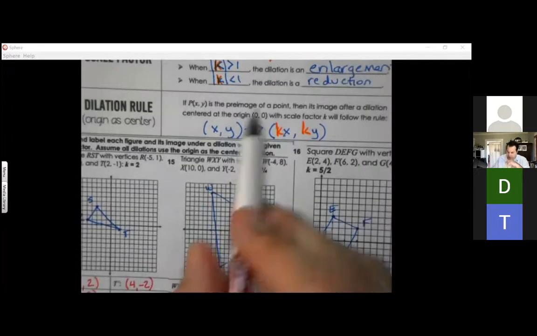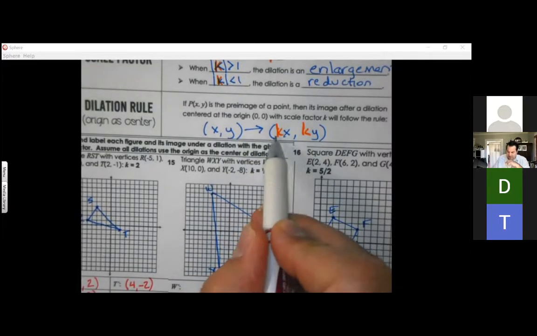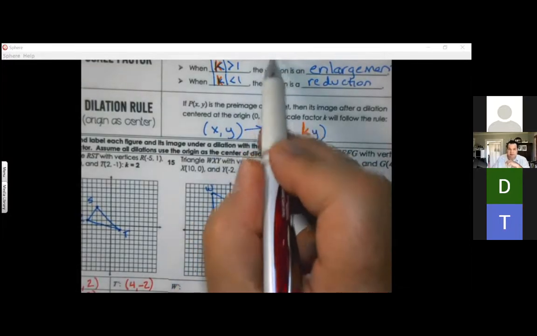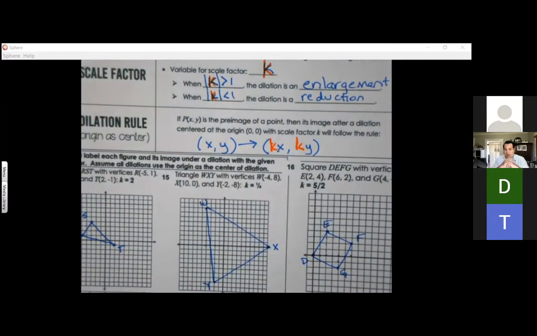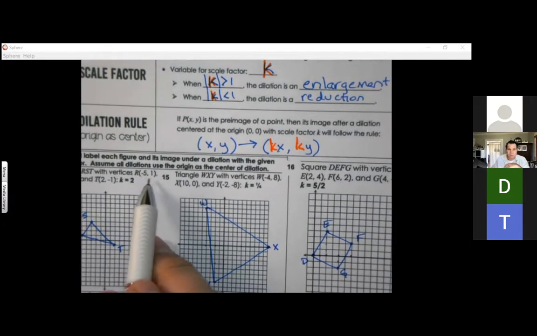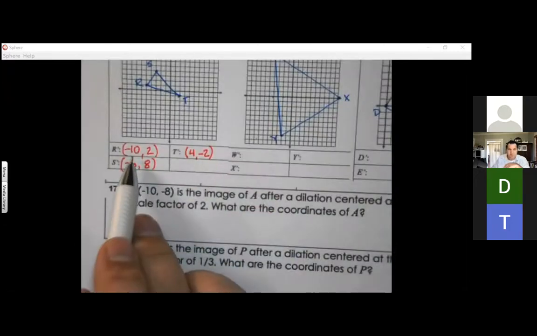This page's rule, you just multiply the K that you're given, which is the scale factor, times the X and the Y. They don't change places. You don't put negatives in front of them. It's just exactly as it is. So it gave us negative 5, comma 1. We just multiplied those both times 2. Negative 10, comma 2.